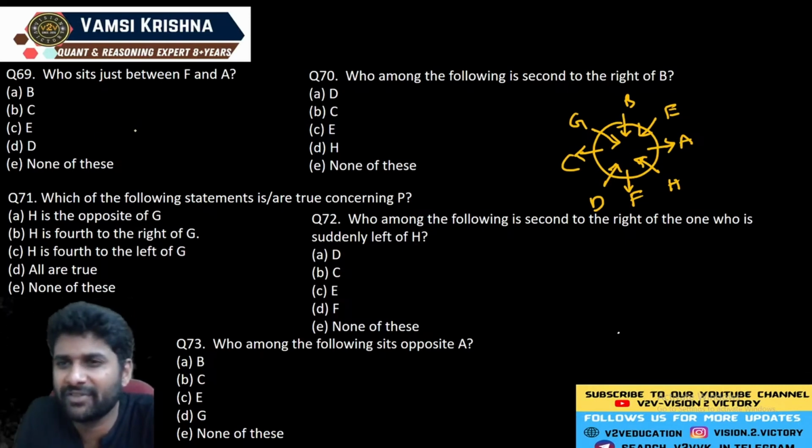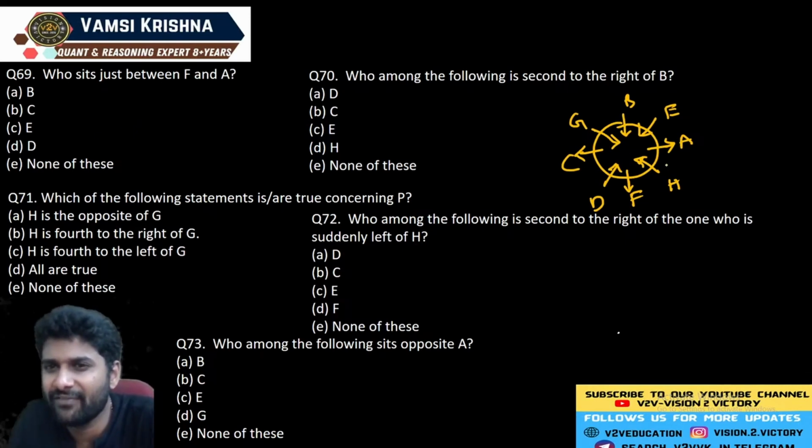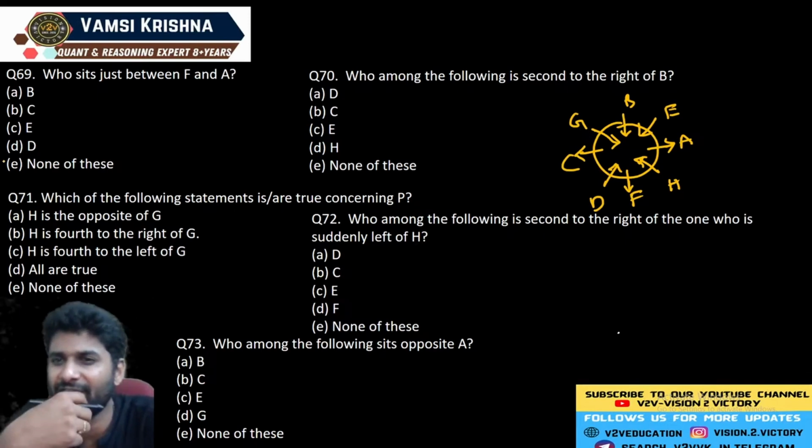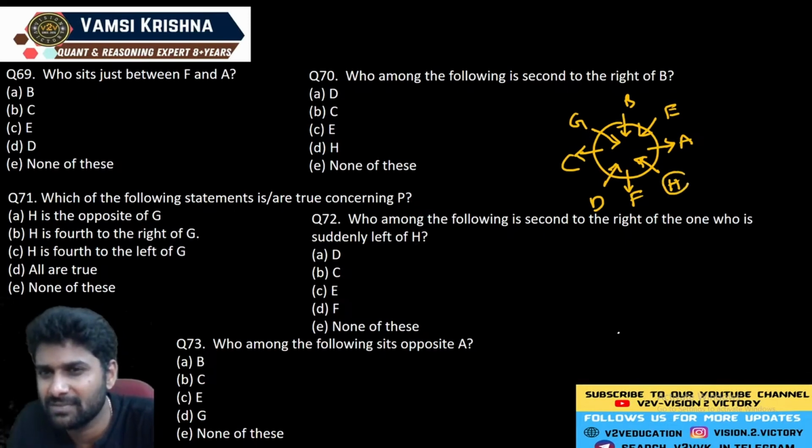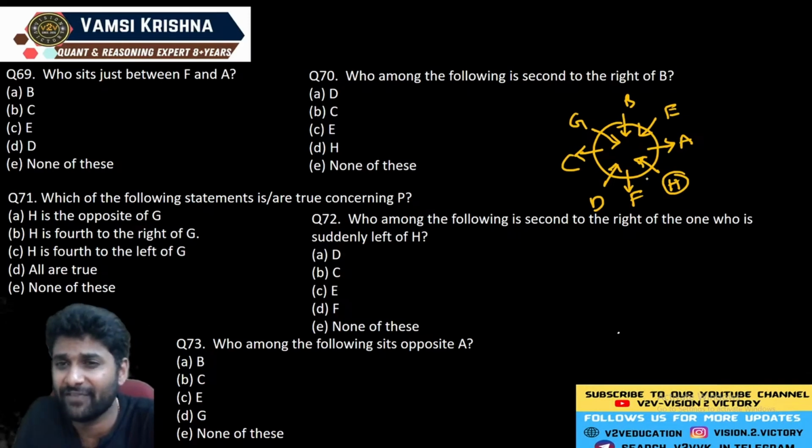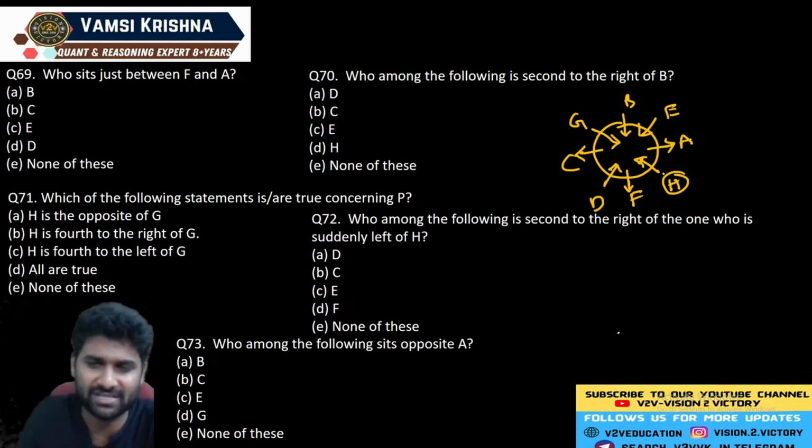Now question: who is sitting between F and A? It can be H. Let me check, 1, 2, 3, 4, 5. Guys, who is sitting between F and A? It can be G also. It can be G or H, because it is not mentioned whether it's the right side or left side. None of these.